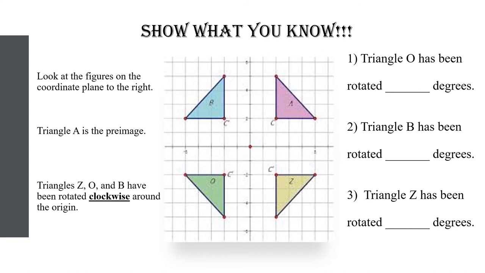All right, let's see if you can show what you know. So we're looking at these figures on the coordinate plane to the right. Triangle A, which is the purple triangle, is the pre-image. Triangles Z, O, and B have been rotated clockwise around the origin. So I'm going to give you about 30 seconds. I want you to think, if we're at triangle A and we're going to triangle O, how many degrees have we rotated triangle A? And you'll do that for triangle O, triangle B, and triangle Z.